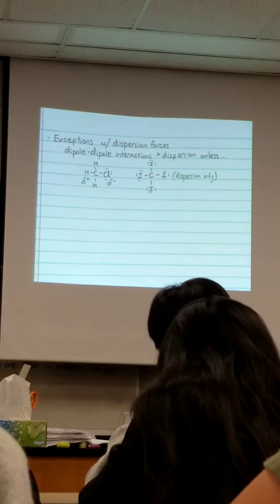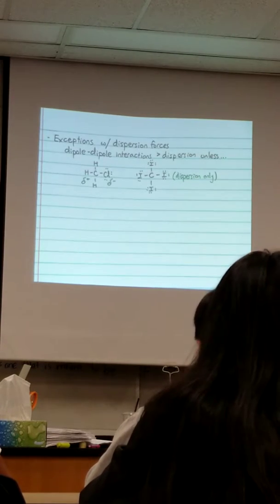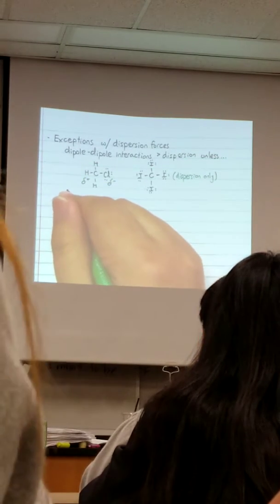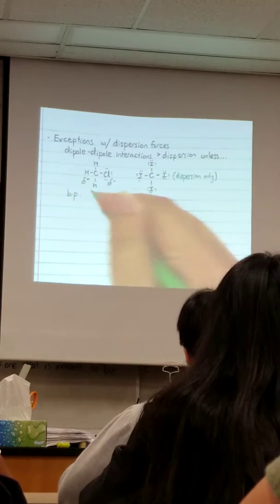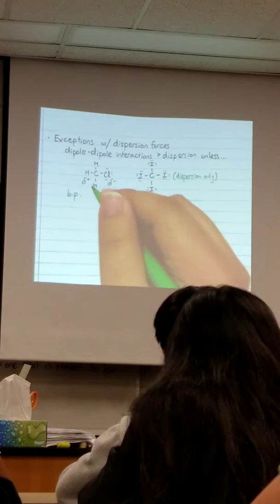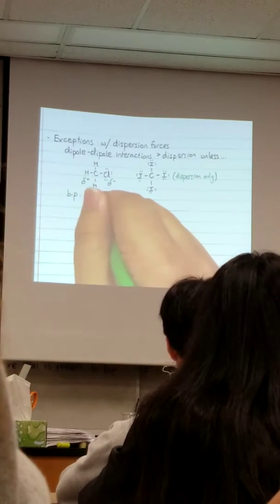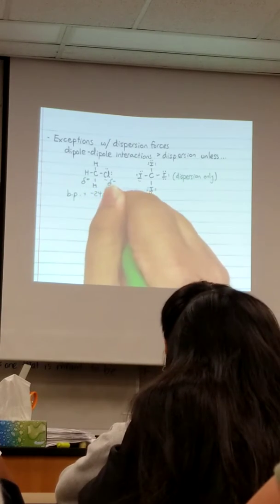Okay, so how does AP test this exception? Well, here's what AP is going to do. AP is going to list boiling point temperatures, or they could ask melting point temperatures. The concept is still the same. Alright, so they present to us that the boiling point for this molecule is negative 24.2 degrees Celsius.